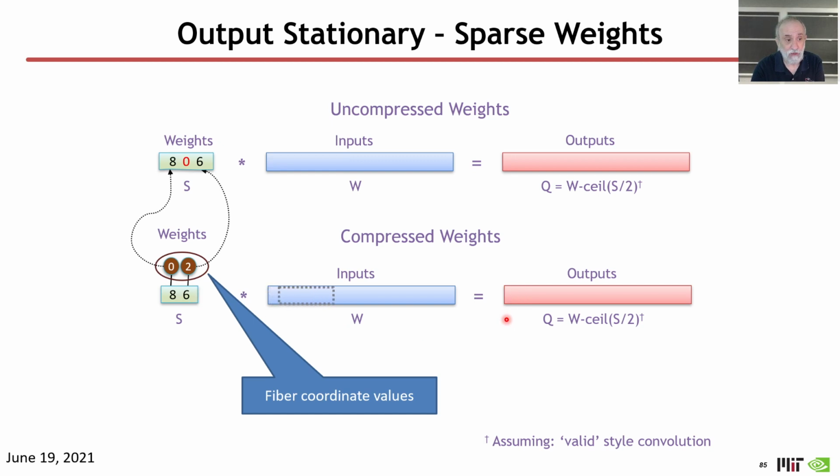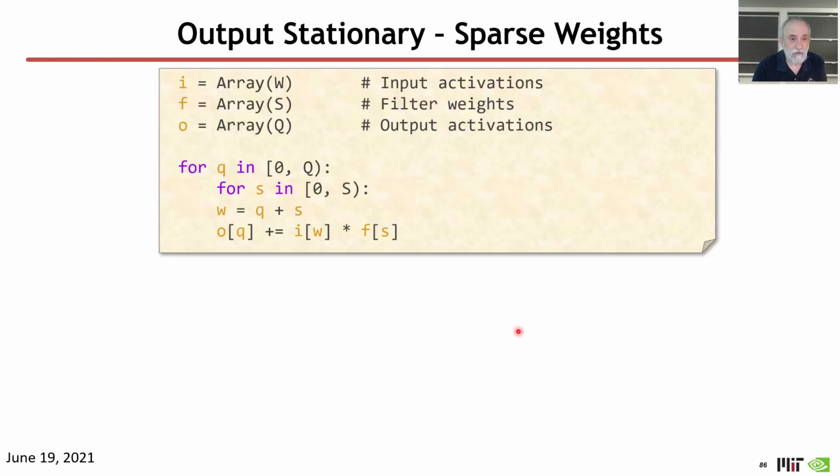When I slide my window, I'm going to do the same thing. I work on the first weight, the first corresponding input activation in the window. I jump to the next input activation corresponding to coordinate 2 of the weights, and finish another sum. So let's see what this does to our loop nest representation of the computation, or correspondingly the architecture we need.